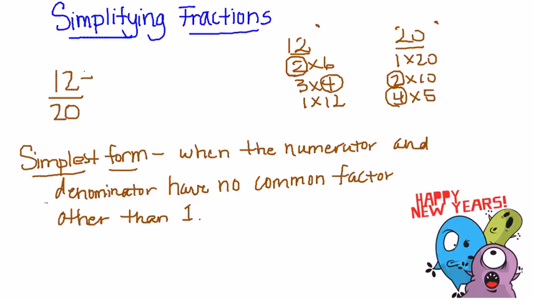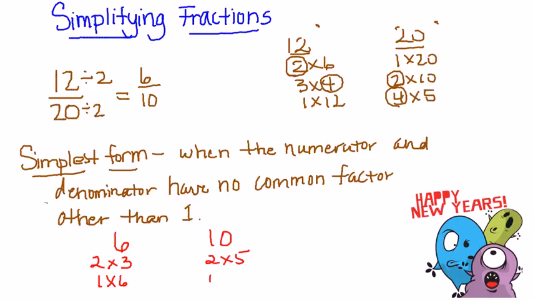Let's try using 2. When I divide the top and bottom by 2, I'm going to get 6 on the top, 10 on the bottom. Is there a number that is common between 6 and 10? Let's do that down here. I'll do it in red. Looking at the number 6 and the number 10. We have 2 and 3, 1 and 6. How about 10? 2 and 5, 1 and 10. Is there a common factor? Sure, there's 2. So that means that this could be further divided by 2.